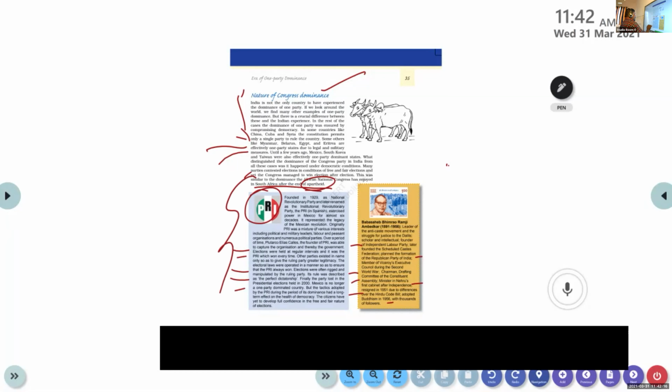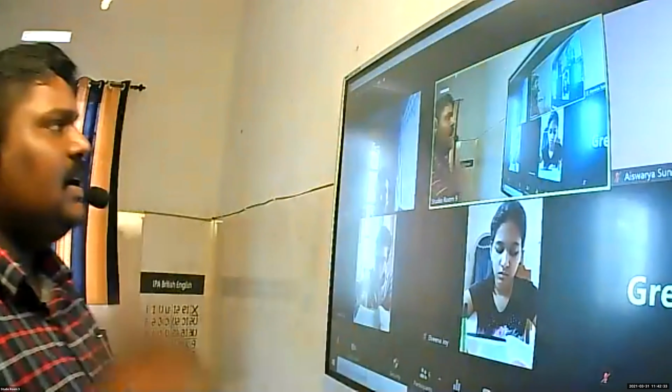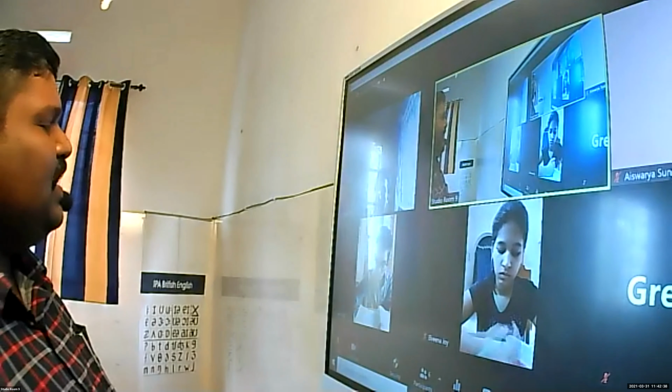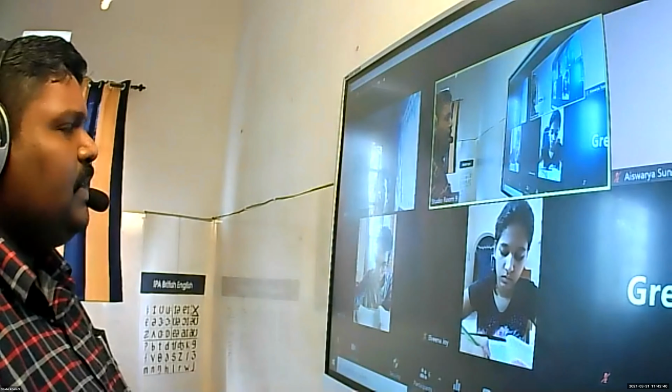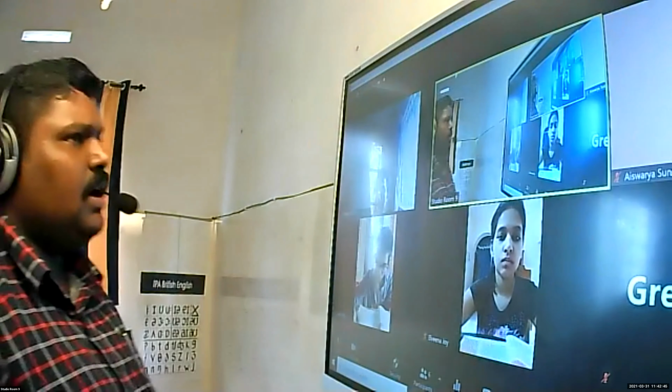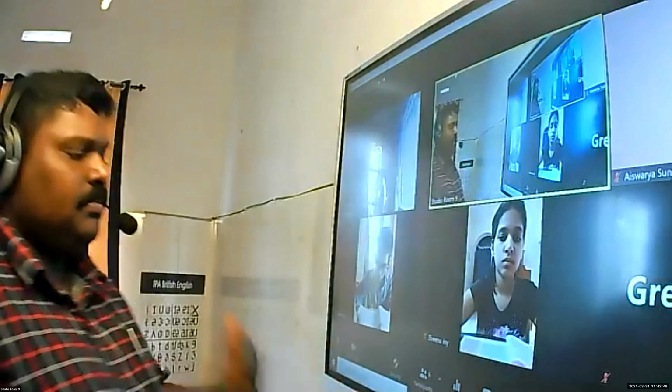So PRI is an example that in a democracy, if a single party tries to dominate over the other parties, it will create trouble for the existence of democracy. That is in Mexico. We already studied about PRI in class 9, remember? It is the first chapter from Democratic Politics Part 1. The chapter is deleted from the syllabus, so you may not read it, but this term is important. Just read that for a source-based question. Okay, PRI.